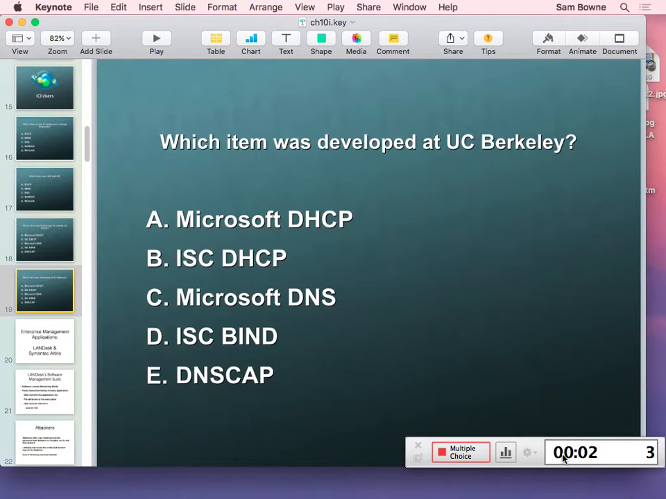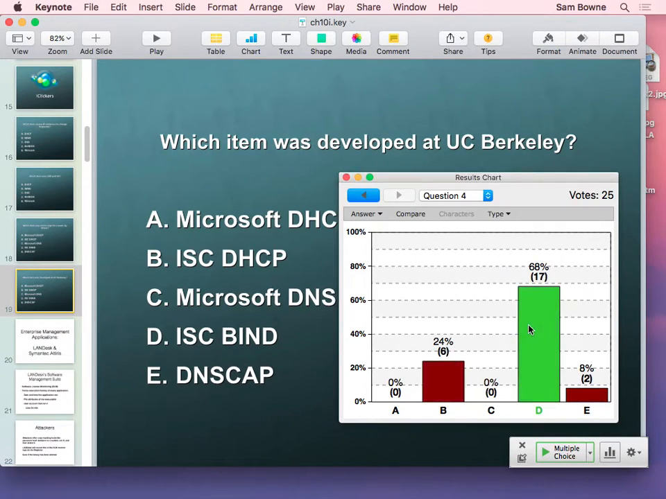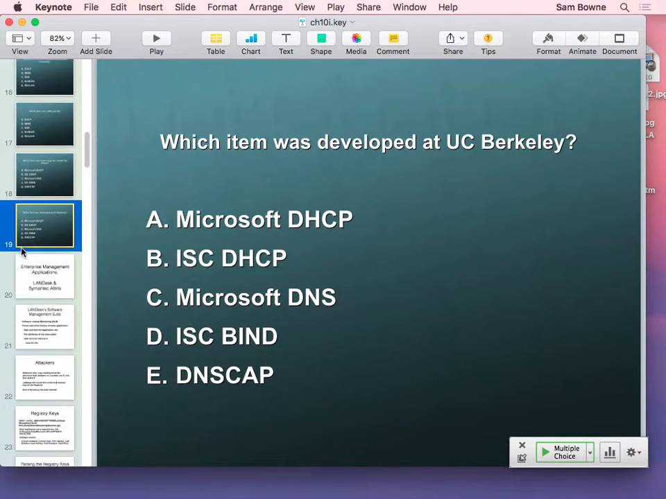Anyway, so all right. Which one came from UC Berkeley? I'll quit at 25. All right, and that's BIND, that's what it stands for, Berkeley Internet Name Domain, I think. ISC is the name of the company, but it came from Berkeley originally.